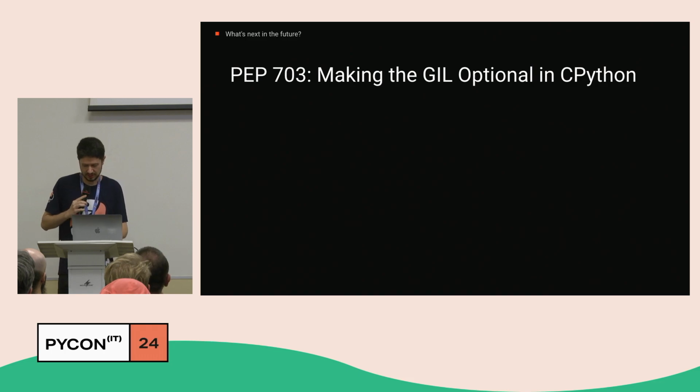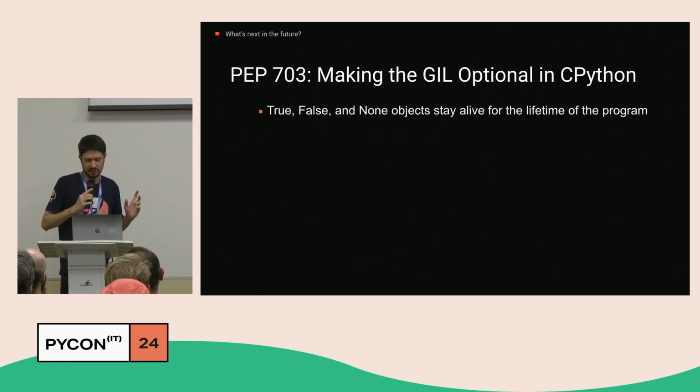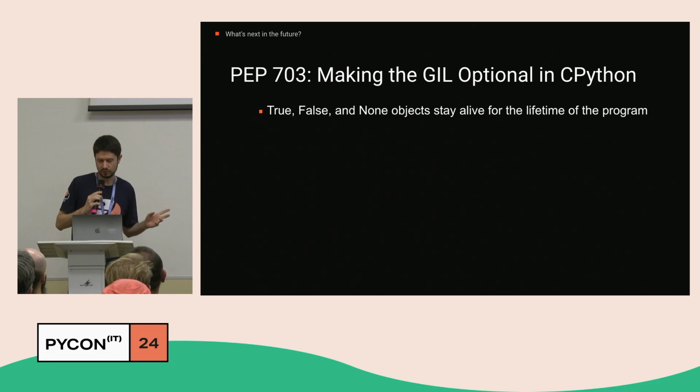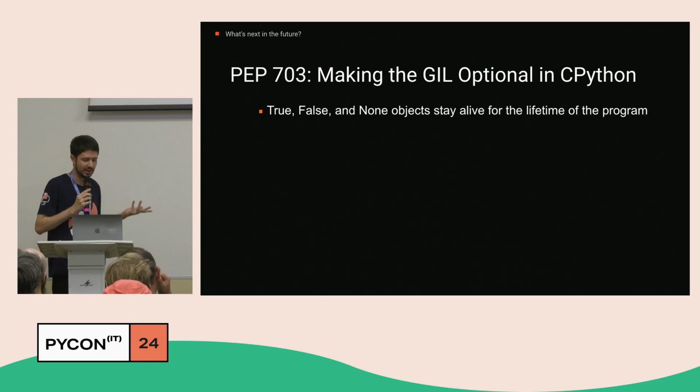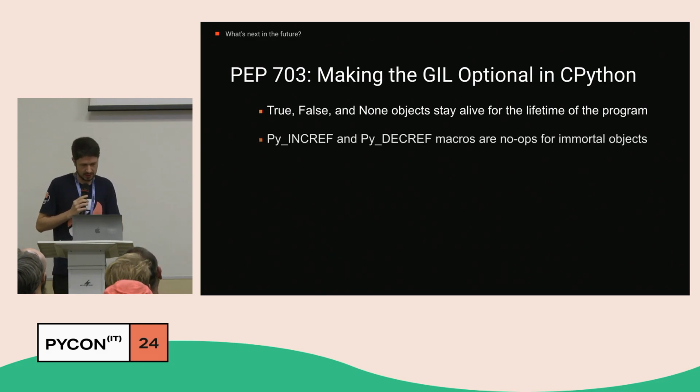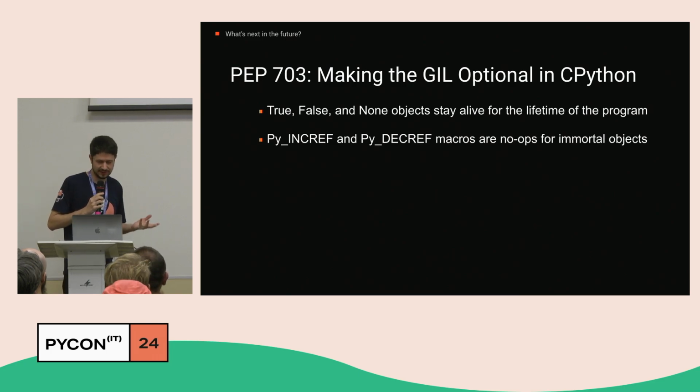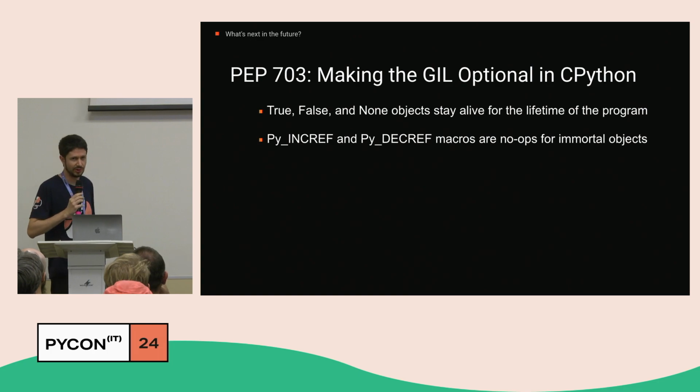And to wrap it up, this other PEP over here, PEP 703, making the GIL optional. So this PEP considers the idea, yes, we will have what we've been discussing so far, immortal objects such as True, False, None. So these guys will stay alive for longer than most objects. It will also have the idea that, yes, we will have to change the PyIncrement and PyDecrement macros to do nothing on those immortal objects.